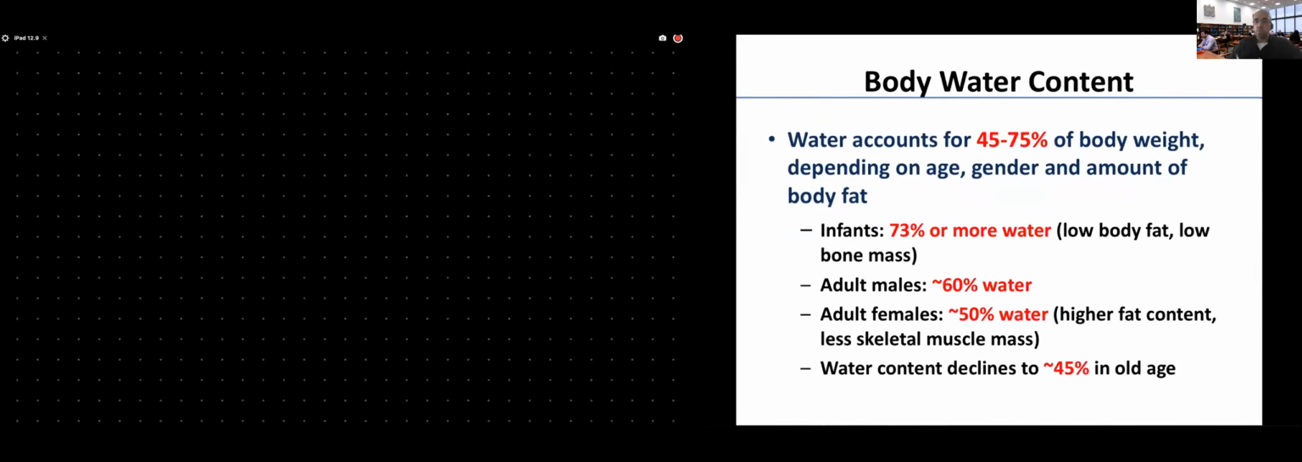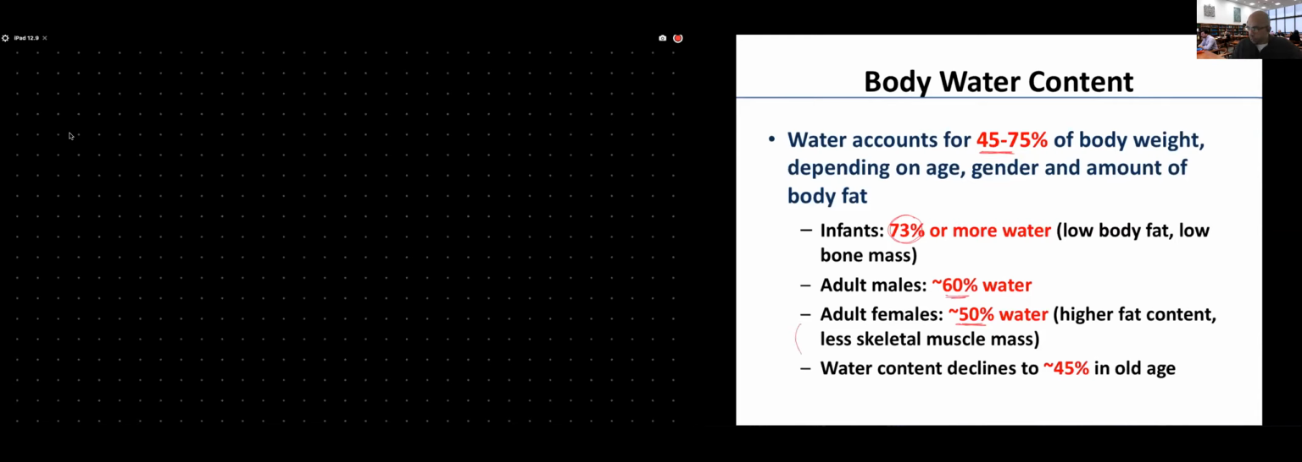All right, so today we're going to be starting our discussion of the body fluids, which is directly connected to the kidney and the urinary system. First, we are discussing the body water content. Water represents between 45 to 75% of the body weight. It's going to be much higher in infants, representing 73% of the total body weight. In adult males, water represents around 60% of the body weight. In females, it's going to be less than in males, around 50% of the total body weight.